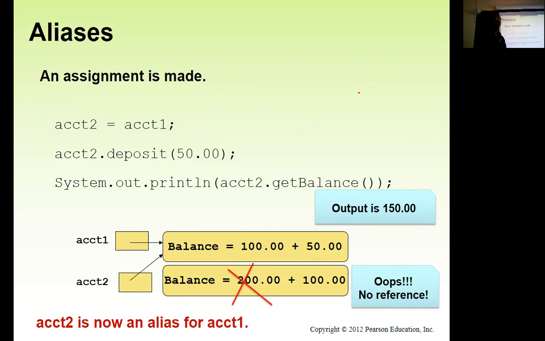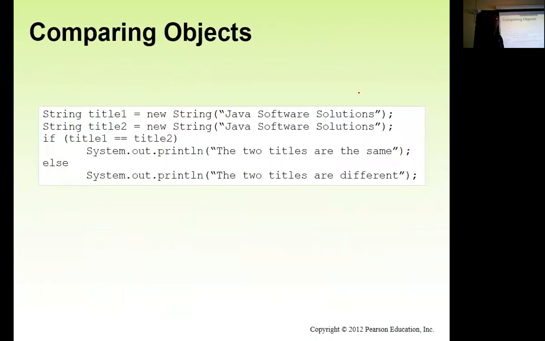What happens to what was in account 2? It's orphaned, right? There's no reference to it. So it's in memory somewhere without a parent, wandering around. Now, account 2 is an alias for account 1. Importantly, we're going to get back to what happens to that object that has been orphaned.